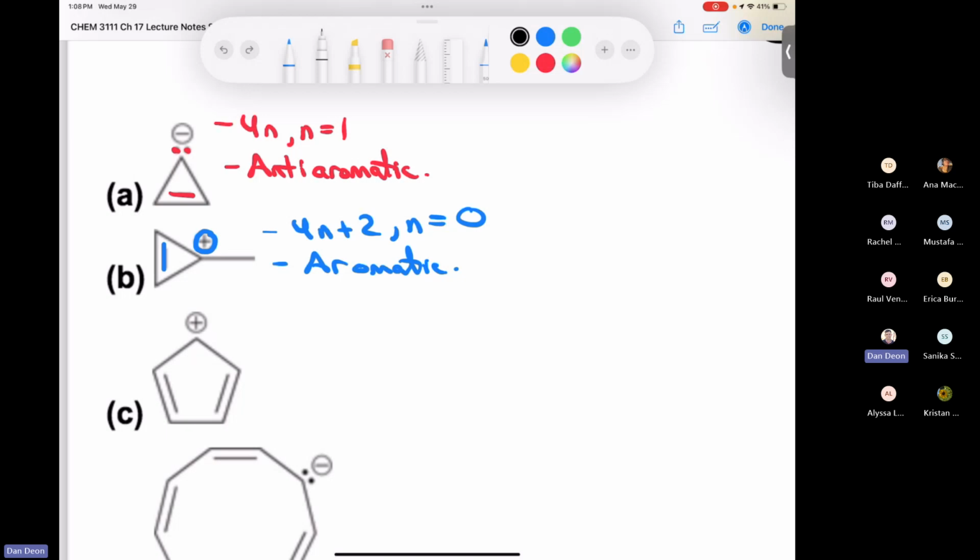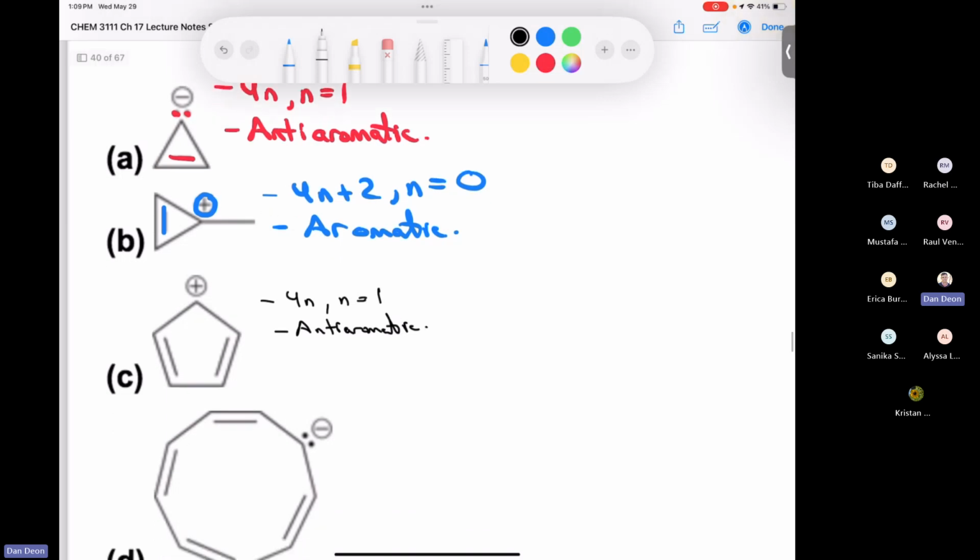However, if we count the total number of electrons in the continuously overlapping system of p orbitals, we have 1, 2, 3, 4. So is that a Huckel number? No, because 4 divided by 2 gives you 2, which is an even number. And so we have 4n, where n is equal to 1, because 4 times 1 gives you 4, and we have a total of 4 electrons in our continuously overlapping system of p orbitals. And so this is anti-aromatic. In fact, this carbocation is so unstable, I don't know if it's ever been made. I don't think it's ever been isolated.